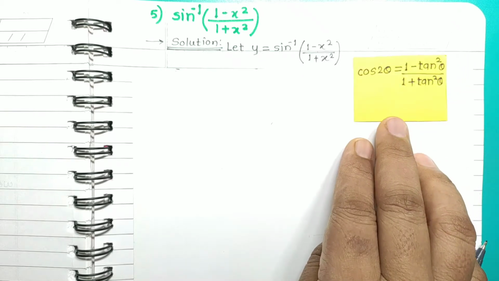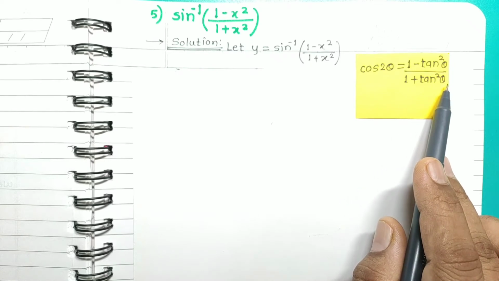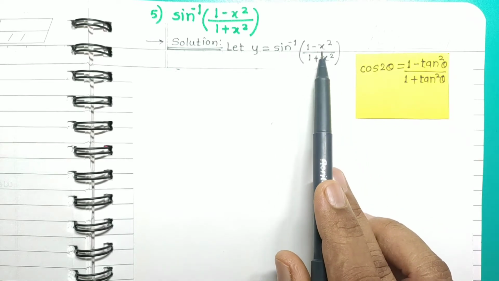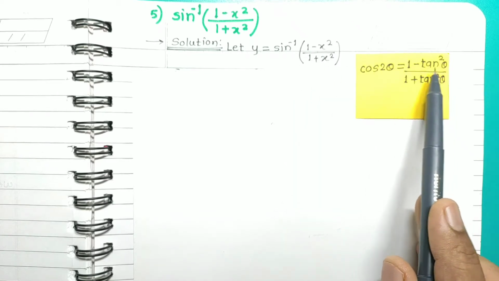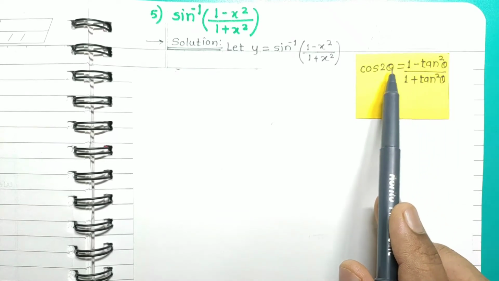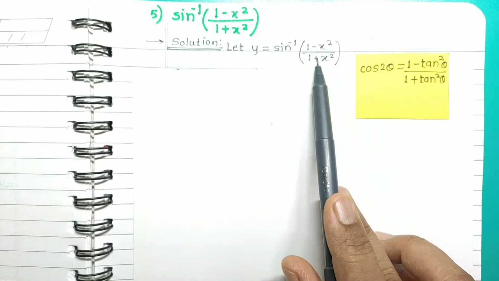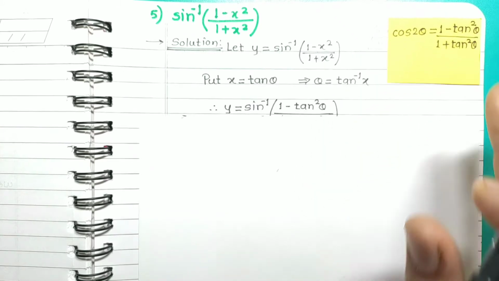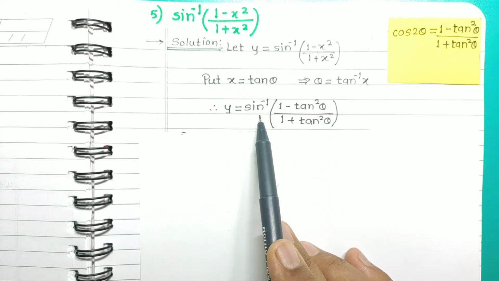We have a result in trigonometry: (1 minus tan square theta) upon (1 plus tan square theta) can be written as cos 2 theta. If I put x is equal to tan theta, then these terms will be 1 minus tan square theta upon 1 plus tan square theta, which we can write as cos 2 theta. So observing this, we are going to put x is equal to tan theta.